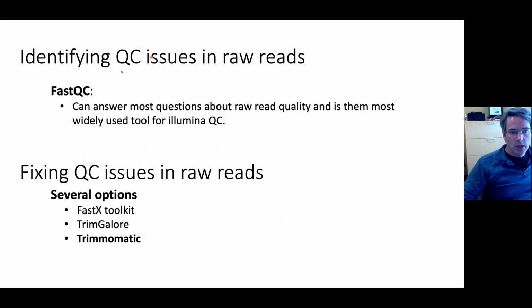So to identify QC issues in the raw reads, we're going to use FastQC. And then to fix those issues, there are several options. My favorite has been Trim Galore. Maybe my favorite, I've used it the most. But then Trimmomatic is also super popular, and that's the one we're going to use because that's the one that's available on Bridges-2.